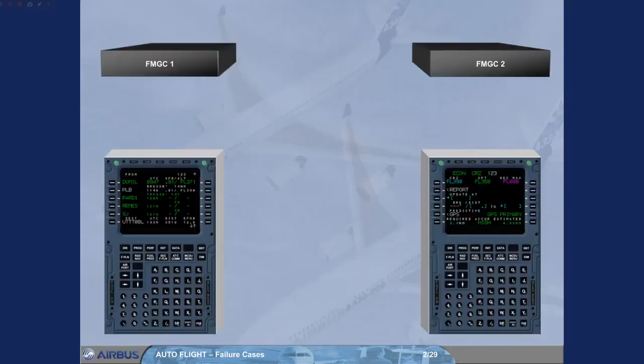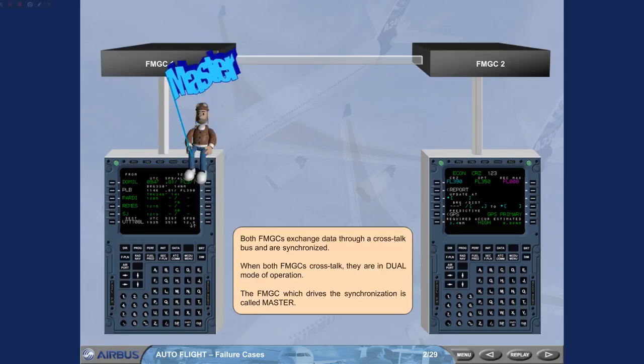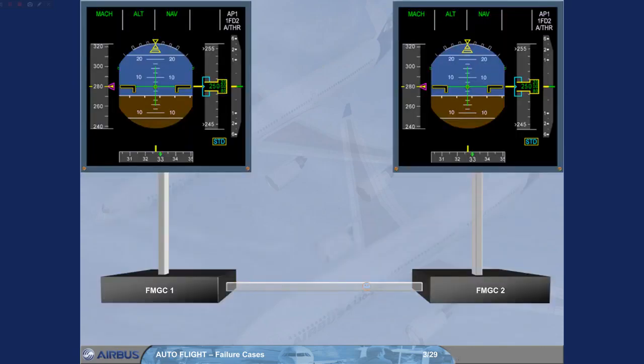Both FMGCs exchange data through a crosstalk bus and are synchronized. When both FMGCs crosstalk, they are in dual mode of operation. The FMGC which drives the synchronization is called master. The master FMGC is automatically determined by the engagement status of the APFD.